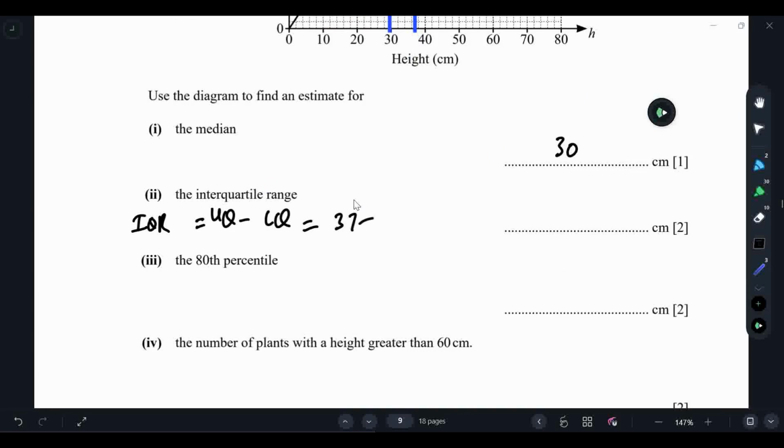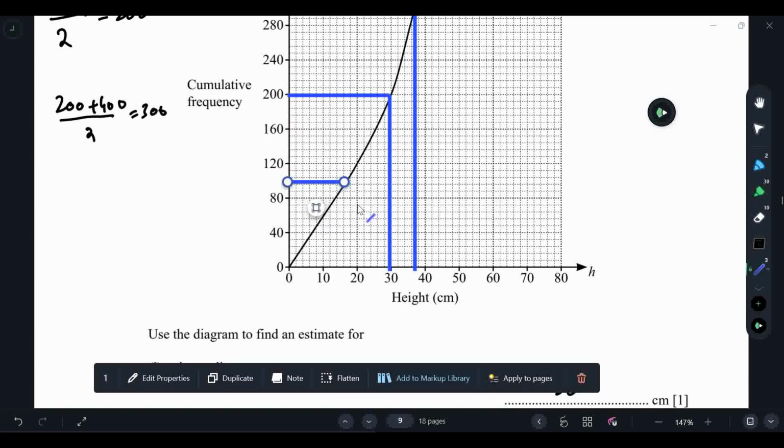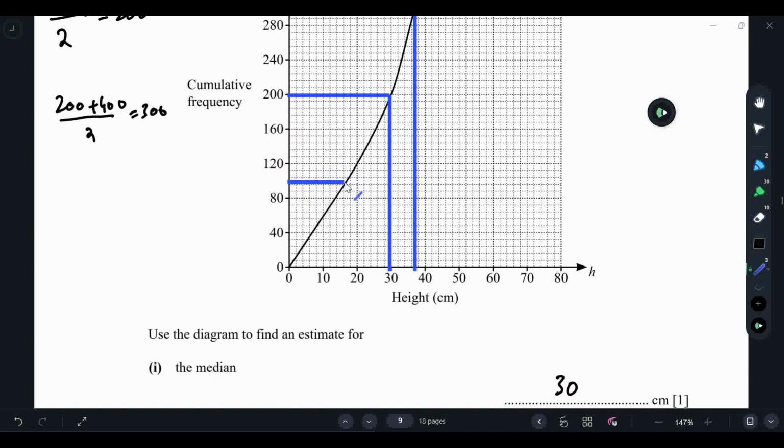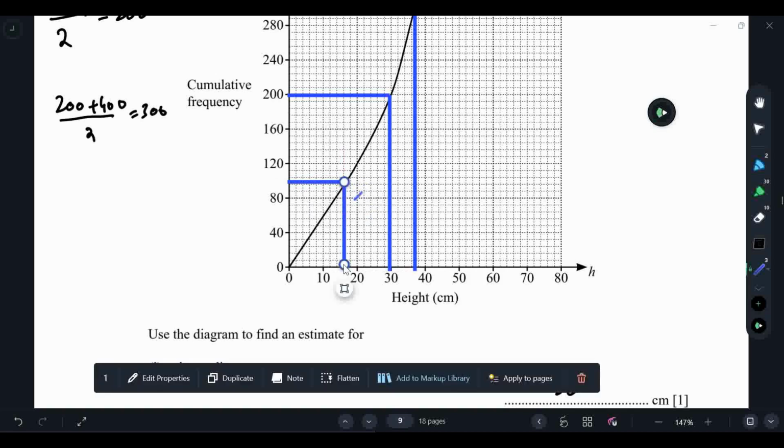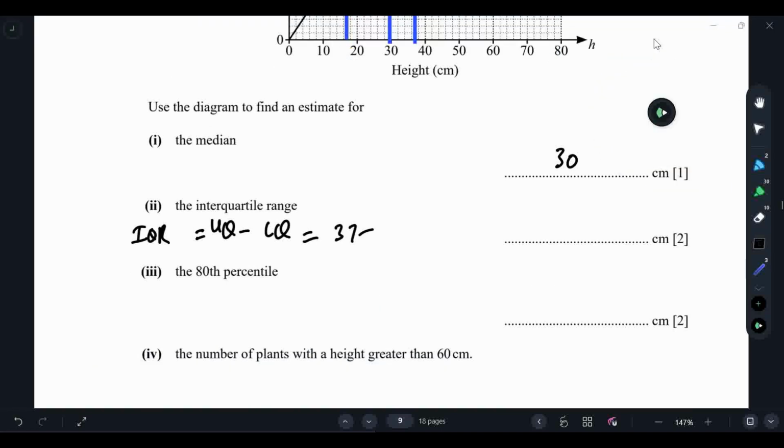Let's find out the lower quartile. The lower quartile will be at 100. At the point of 100, let's see the value. Again, it is 1.5 units away from 20, which means that the lower quartile will be 17. So the final answer for the interquartile range will be 20.